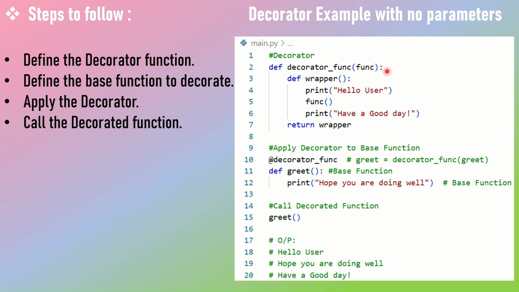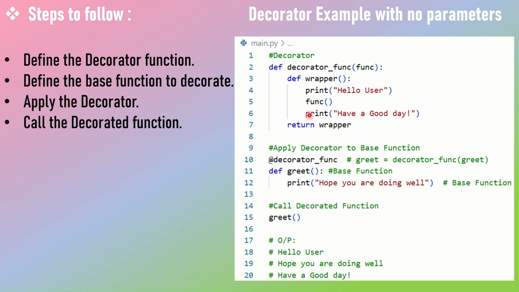And inside this function, we should have the wrapper function. Whichever functionality we want to add to the base function, we can define inside the wrapper function. So inside this wrapper function, I would like to add some extra functionality to the base function, like some logging before I call the base function. Here I am first printing hello user, and then calling the function.